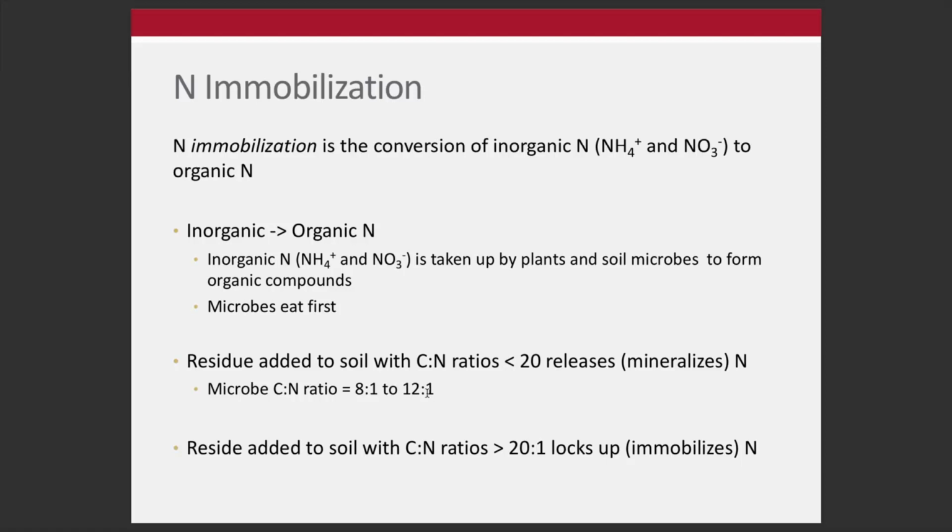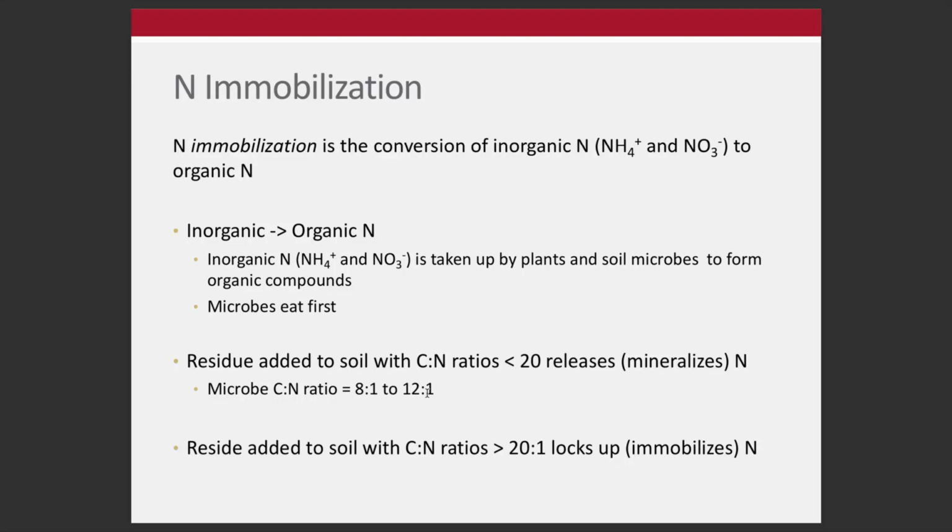Plant residue, when we add that to soil, if it has a low C to N ratio, it typically means there's more nitrogen for every carbon. This can be counterintuitive if this is the first time you've seen it, but low C to N ratios typically mean that material is more nitrogen rich. It's like a better quality material. If you have a high C to N ratio, you have low quality material.